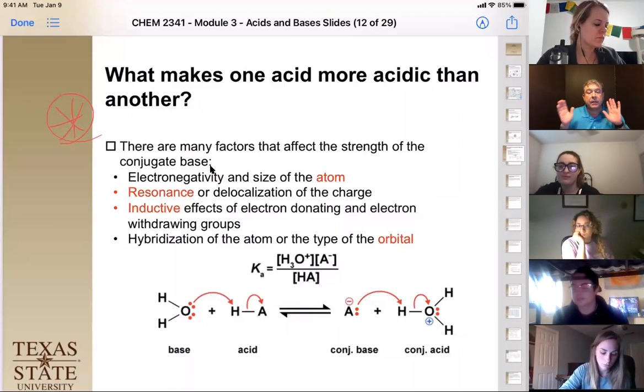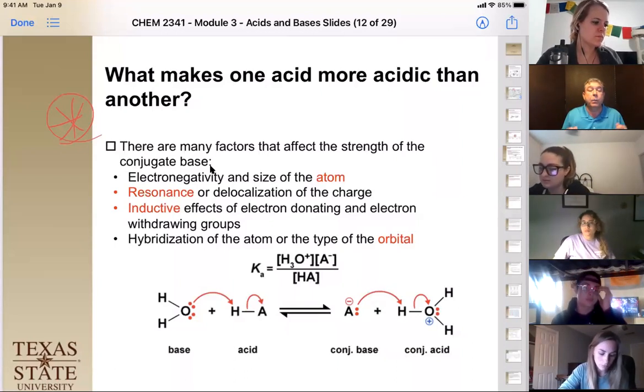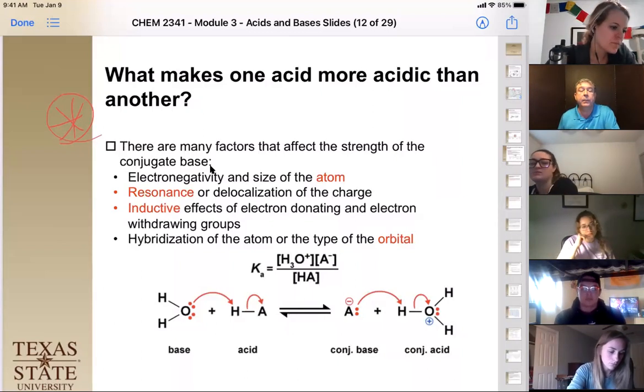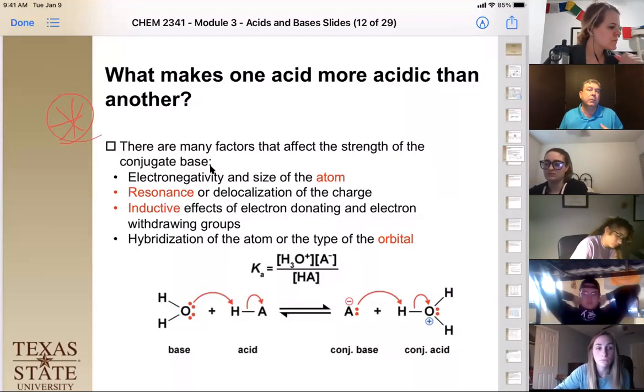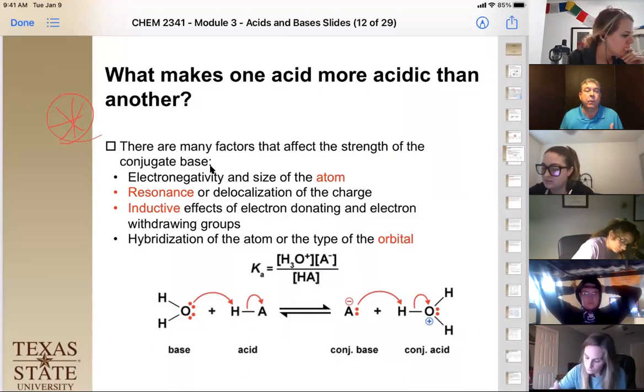We talked about that equilibrium constant is all about which way it lies. And we know which way it lies is based on which acid is the weaker acid. It's going to go toward the weaker acid and weaker base, always, okay? So what tells us which is more acidic or less acidic is these 4 factors.